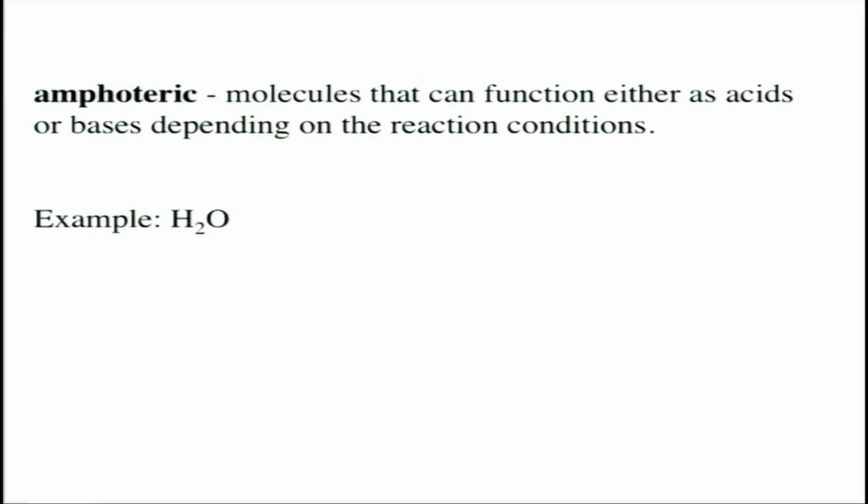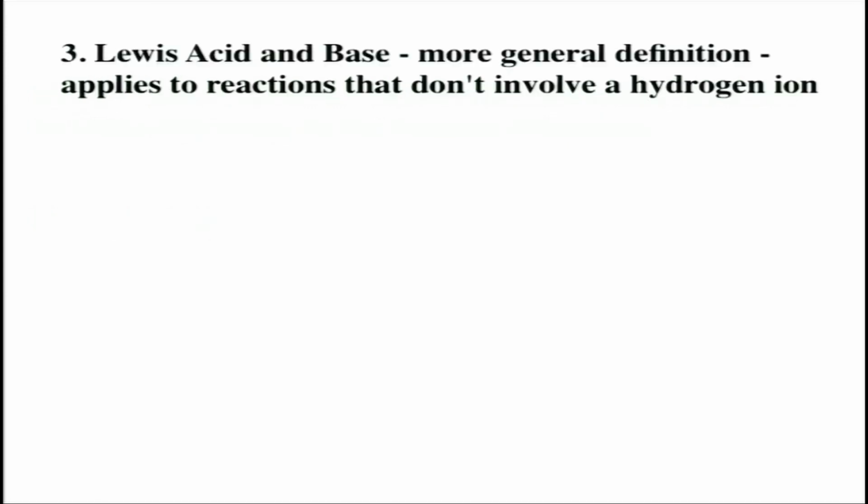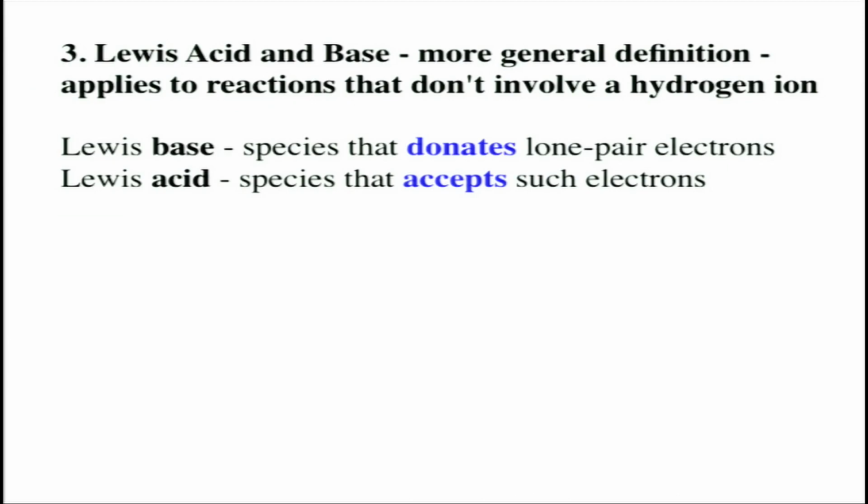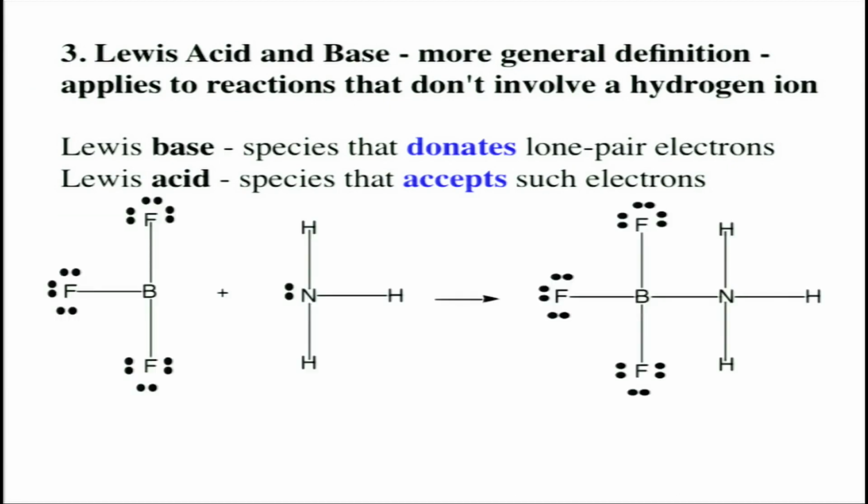And finally, just one last definition for acids and bases. We'll just put this up, and then that's kind of the end. The final definition: the Lewis base donates a lone pair, whereas a Lewis acid accepts such electrons.